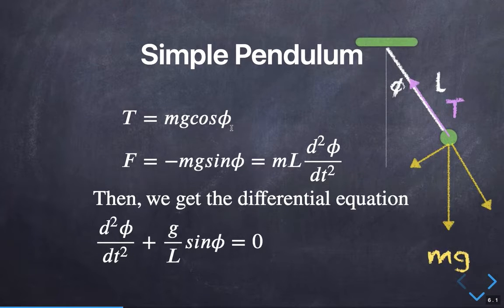Let's talk about the simple pendulum. The tensile force is equal to mg cosine phi, and F is equal to minus mg sine phi, and it is equal to ml times the second derivative of phi. Then we get a differential equation: the second derivative of phi plus g over L times sine phi is equal to 0.